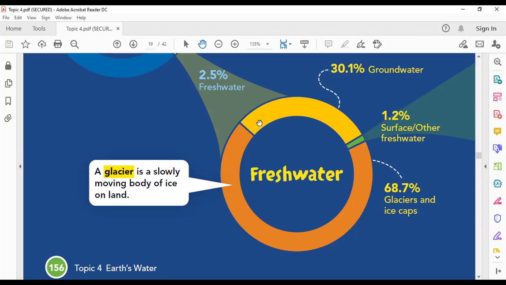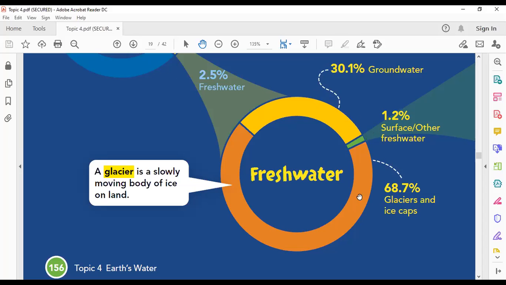Then 30.1% of Earth's fresh water is found under the ground as groundwater. And only 1.2% of Earth's fresh water is found at the surface in rivers, lakes, and so on. Okay, so what does this mean? That of all the water on Earth, there is only a very small amount that is available for us to drink.